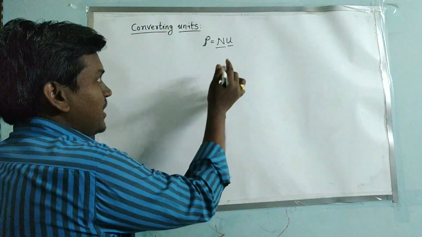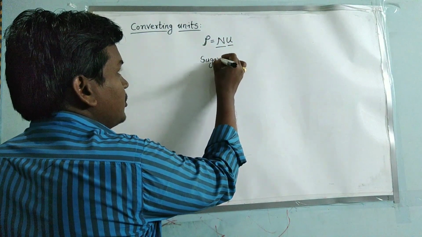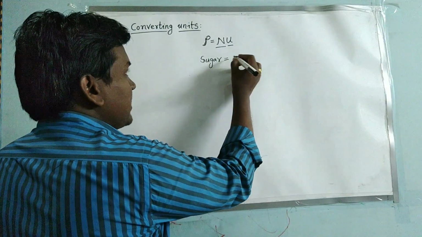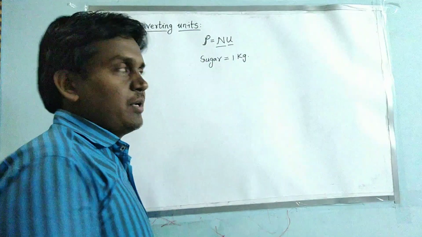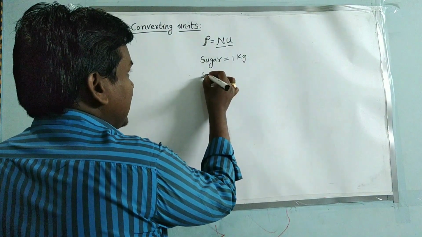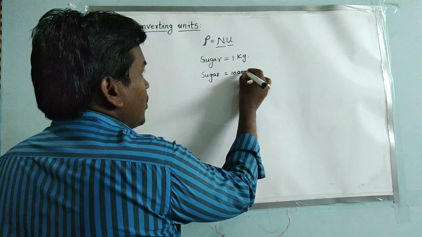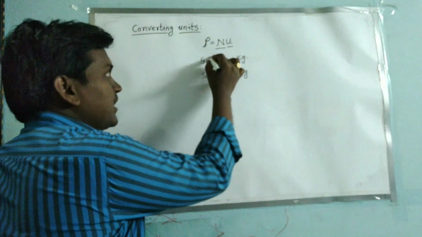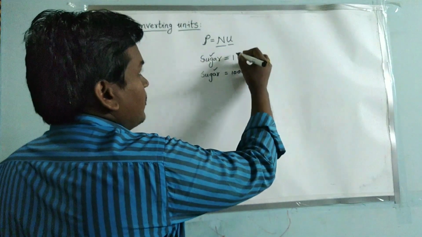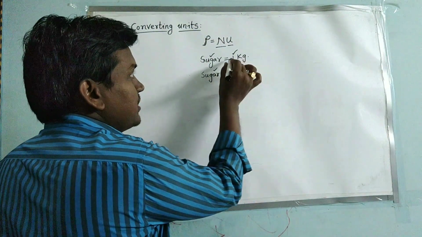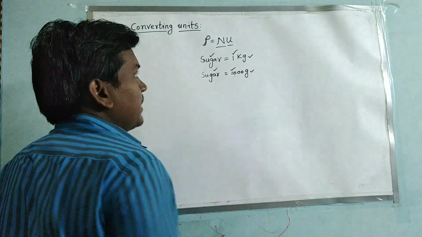Here I am considering one example. I take a physical quantity, sugar. Sugar is a physical quantity. I am considering sugar 1 kilogram. 1 kilogram of sugar. Here again I am writing the same physical quantity sugar as 1000 grams. Here the physical quantity remains the same, but the numerical value changed from 1 to 1000, and the unit also changed from kilogram to gram.